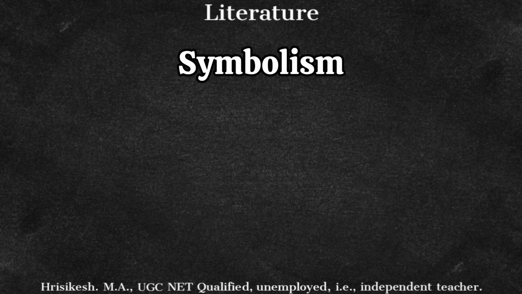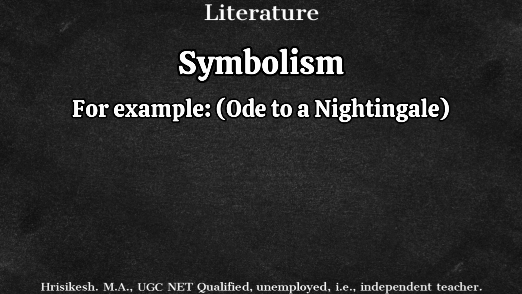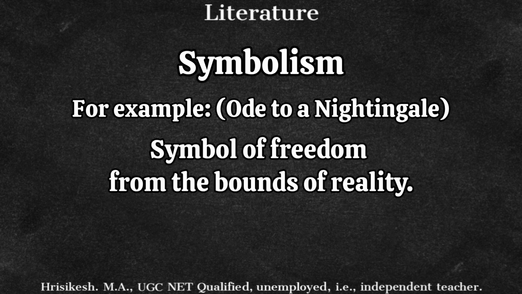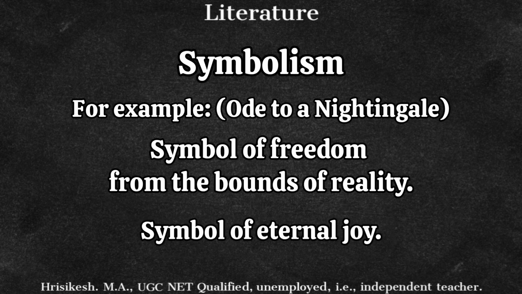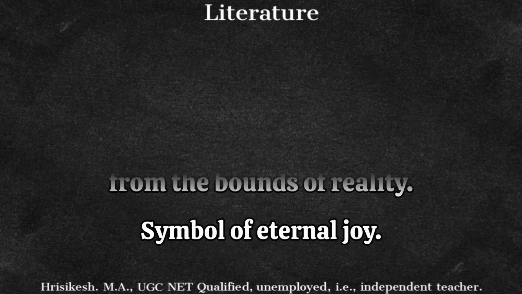For instance, in Keats's Ode to a Nightingale, the title has nightingale in it. The poem, of course, repeatedly and throughout refers to the nightingale. So the nightingale becomes a symbol of freedom from the bounds of reality, as well as a symbol of eternal joy. That's how you should explain.